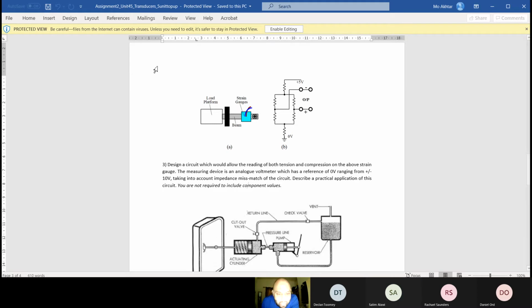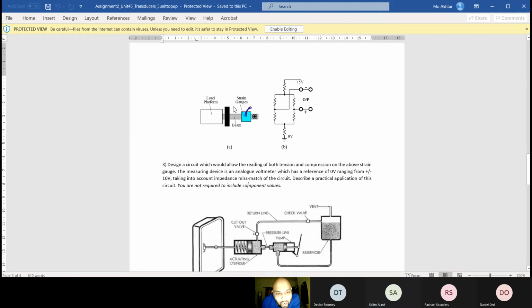Then it says describe a practical application of this circuit. Obviously, it can be used in weights, like in kitchen scales, or measuring drugs, for a gangster, because they're quite sensitive devices. So it's up to you. Now, that's not advice, by the way.